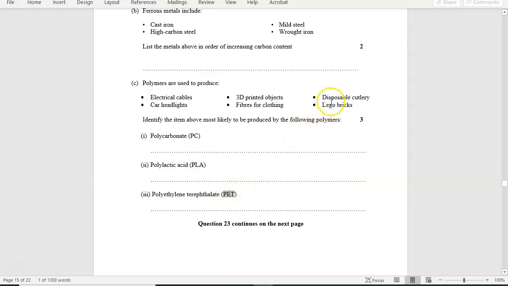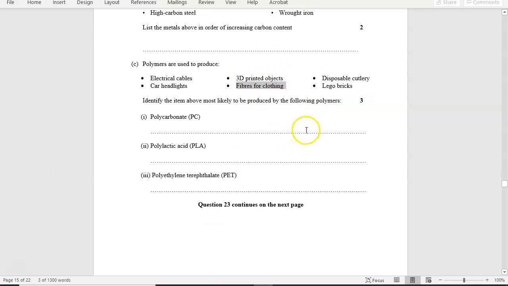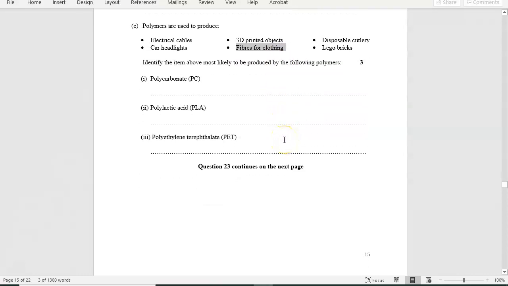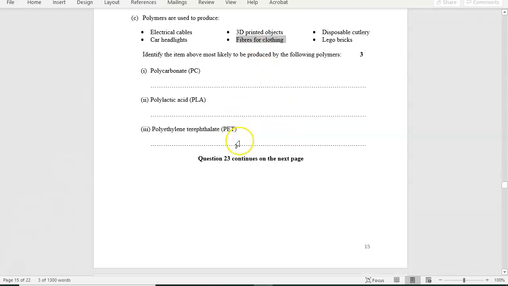PET is used for drink bottles, and I'm sure a lot of people were expecting drink bottles because that was what I'd written in the test previously. In this case, I changed it to fibers for clothing because 60% of polyester is made out of PET.